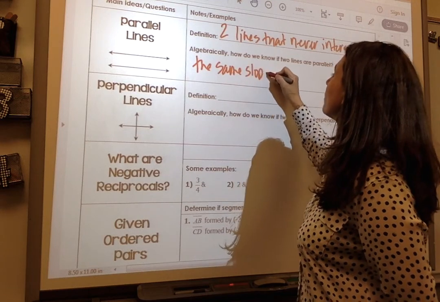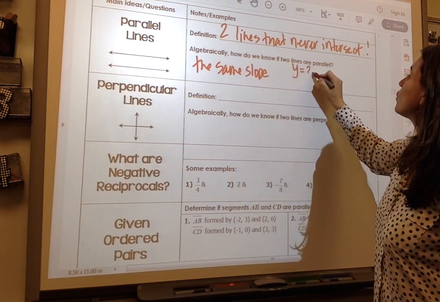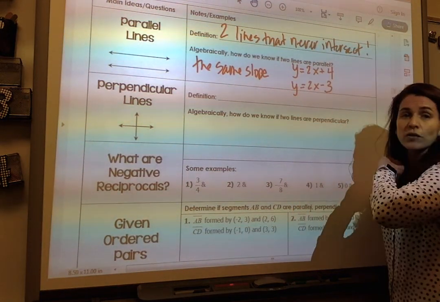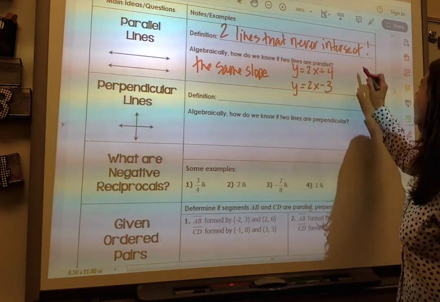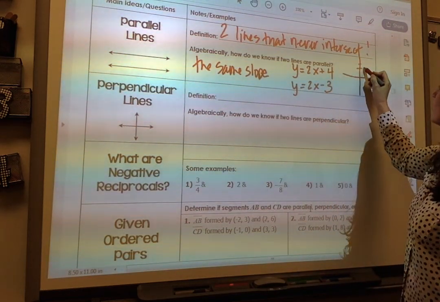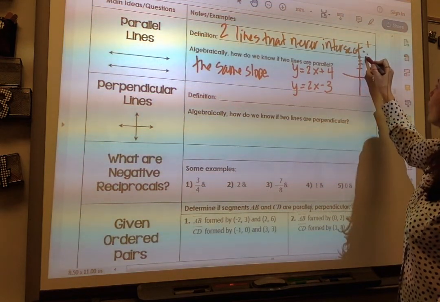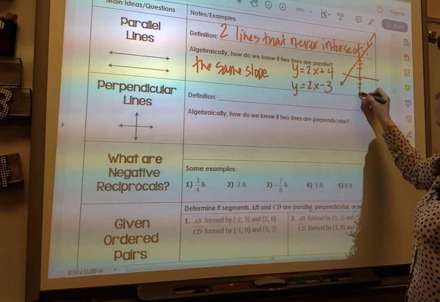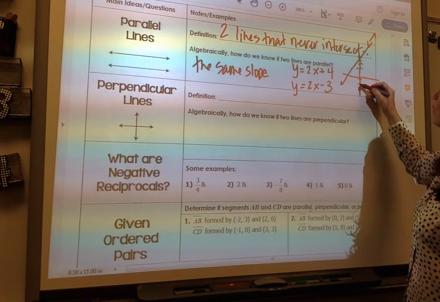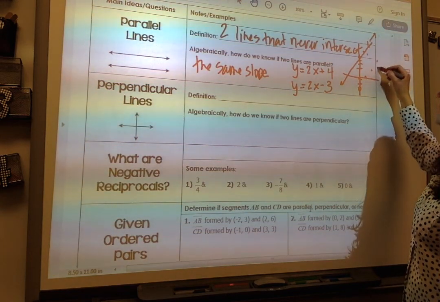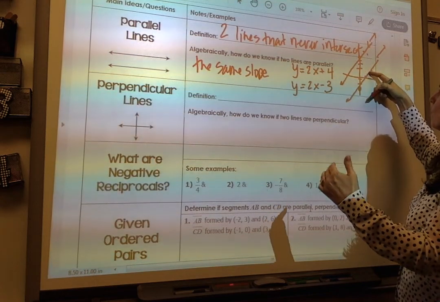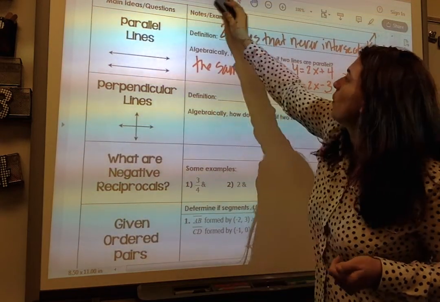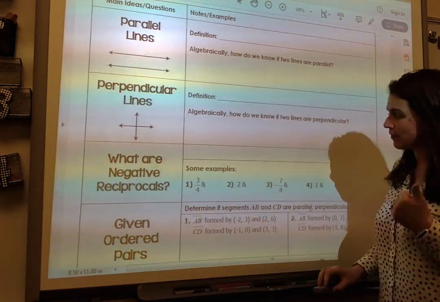The same slope. So for example, if you have y equals 2x plus 4 and y equals 2x minus 3, these lines are going to be parallel because think about it. If you were to graph them, here my beginning point is 4, and if you were to go up 2 over 1, up 2 over 1, that's what my line would look like. If you were to graph it where your intercept is negative 3, you would still go up 2 over 1, and that is the same, so you have parallel lines. So algebraically, parallel lines have the same slope.